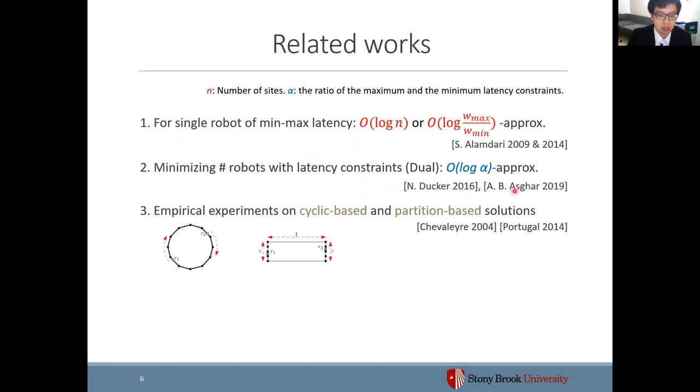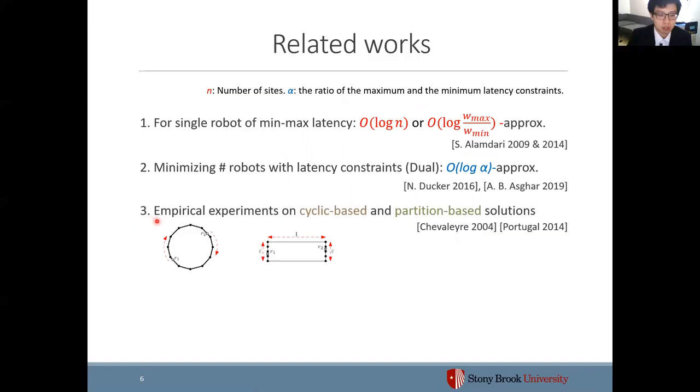And in 2016 and 2019, they talked about a dual problem, that is, minimizing the number of robots with latency constraints, where the latency is defined the same as ours. And they have a log alpha approximation, where alpha is the ratio of the maximum and the minimum latency constraint.